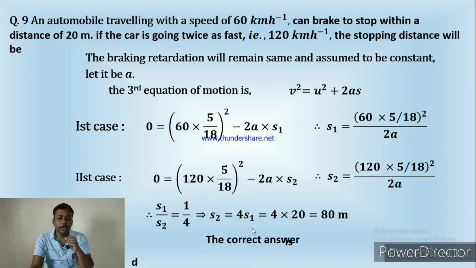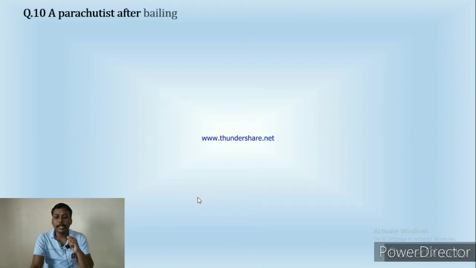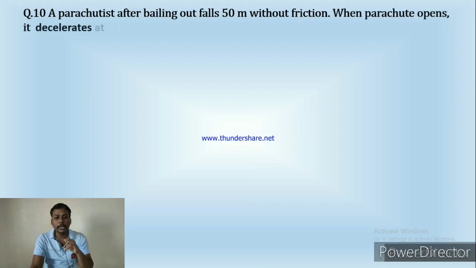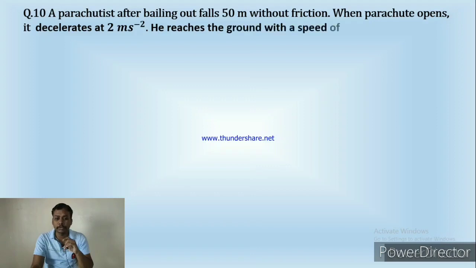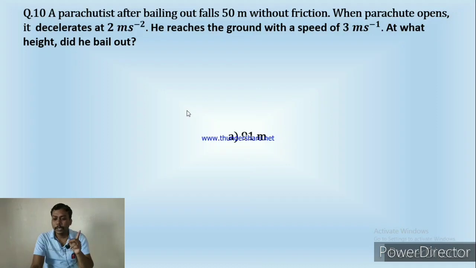Now next, question number 10. A parachutist after bailing out falls 50 meter without friction. When the parachute opens, it decelerates at 2 meter per second square. He reaches the ground with a speed of 3 meter per second. At what height did he bail out? Options are A 91 meter, B 182 meter, C 293 meter, and D 111 meter.